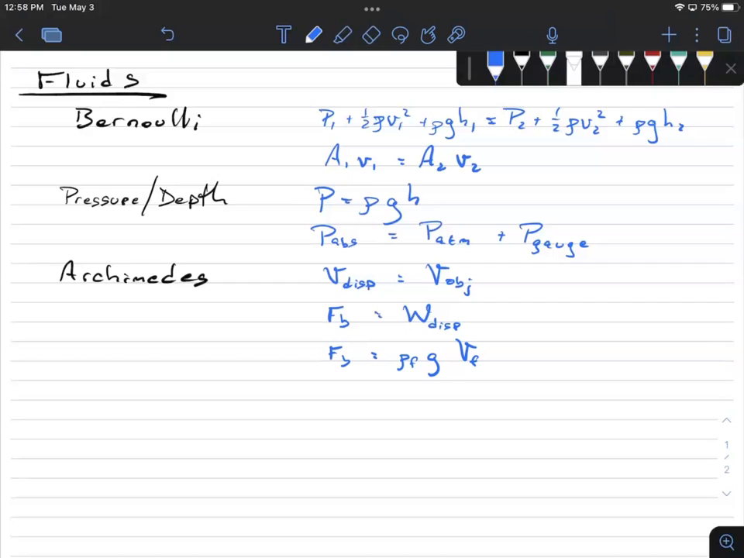The last one just says, hey, let's use the first relationship, the volume of the fluid is equal to the volume of the object, to rewrite it again. And so we say the buoyant force is density of the fluid times g times the volume of the object.